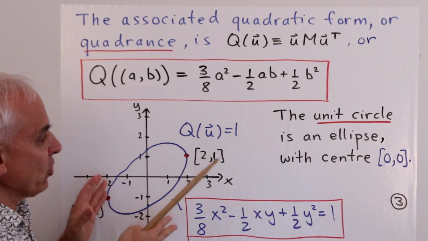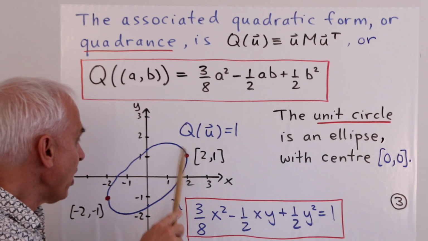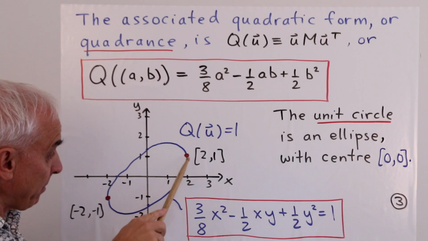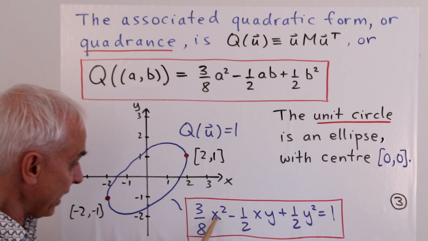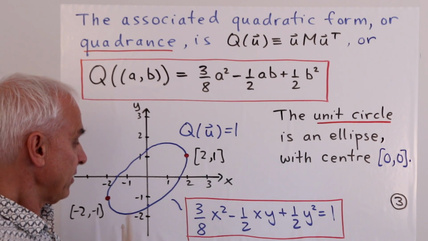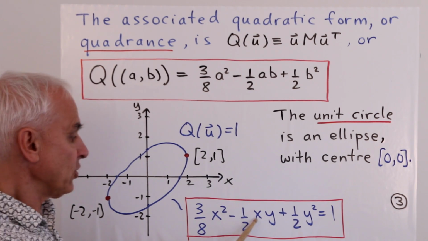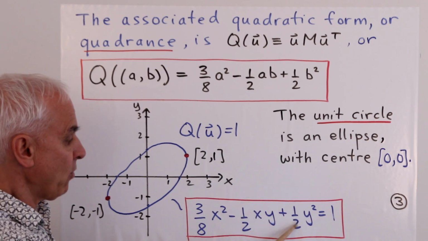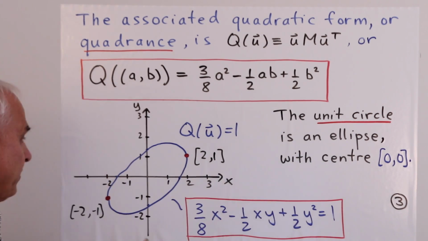So this is the unit circle in this context, or in this geometry. The points on here are the vectors whose quadrance is exactly 1. For example, this point here, 2, 1, is on the unit circle because if we plug x equals 2 and y equals 1 in here, let's see what we get. We'll get 4 there, so this will be 3 over 2. And we'll get a 2 times 1 here, so that'll be minus 1. So 3 over 2 minus 1, that's a half. And 1/2 y squared, if y is 1, that'll just be plus a half.